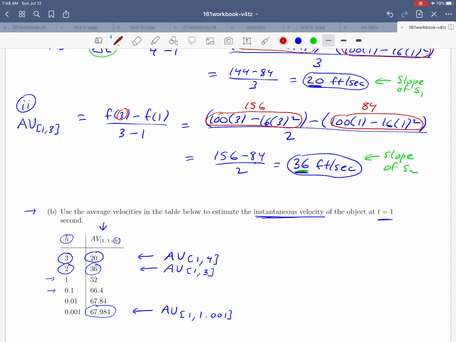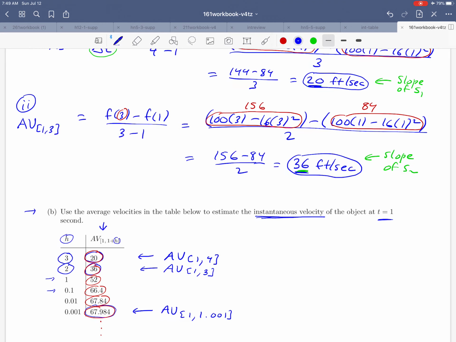To answer this question in part B, ask yourself the following: does it look like these average velocities are approaching anything? As you go down your table, if you had to guess, what are we getting closer to as h gets smaller and smaller? I would probably pick the number 68. It looks like we're closing in on the number 68, and so that would be our best estimate of the instantaneous velocity based on the data in the table.